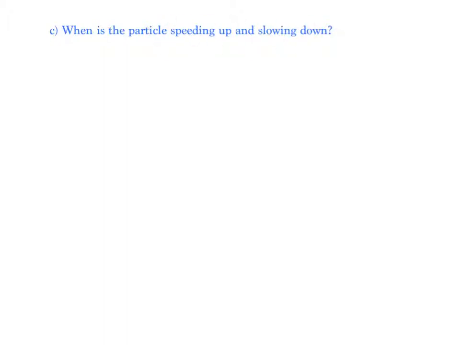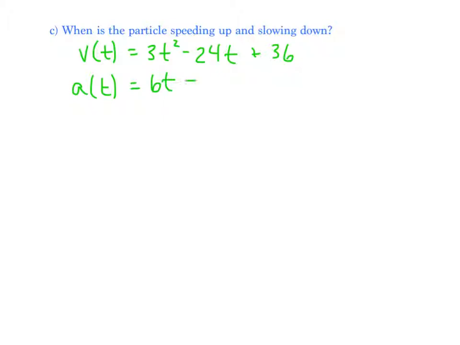All right, so I'm just going to remind myself the velocity function before I factored it was 3t squared minus 24t plus 36. I need that in order to find the acceleration function. The acceleration function would be the derivative of the velocity function, so 6t minus 24. If I want to talk about when it's speeding up or slowing down, I need a sign chart for acceleration, and I'm going to compare that with the sign chart I already made for velocity.